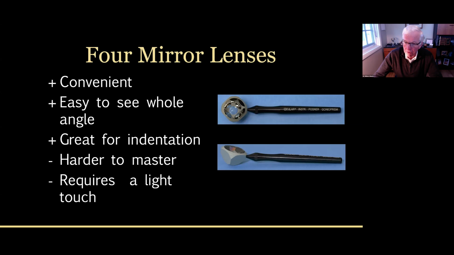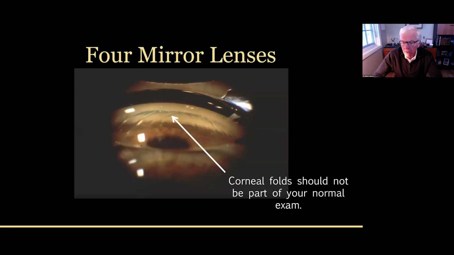When I watch my residents use the four mirror lens, they're often pushing way too hard. So it requires a very light touch. Corneal folds should not be part of your normal exam. If you have a really strong grip on the lens and you're pushing hard to keep up with the patient who's moving around, you'll see corneal folds, and that means you'll never see a narrow angle in your life. So the touch with the four mirror lens should be very, very light.